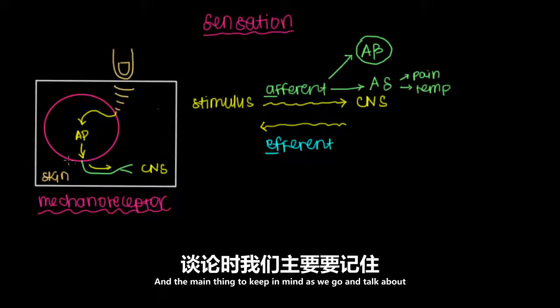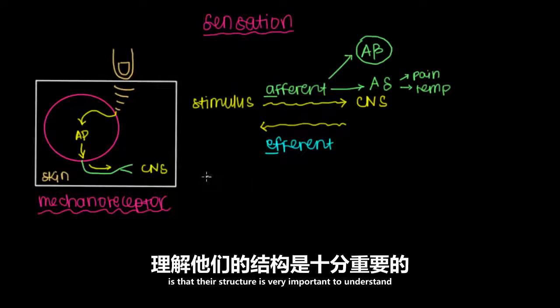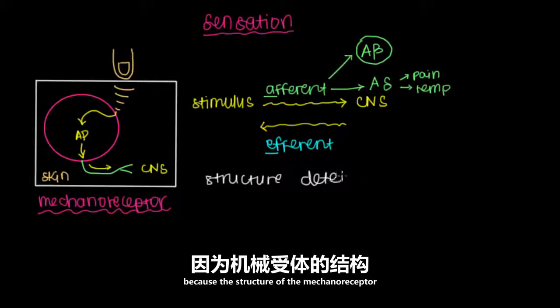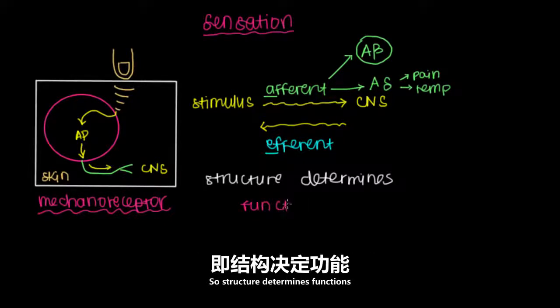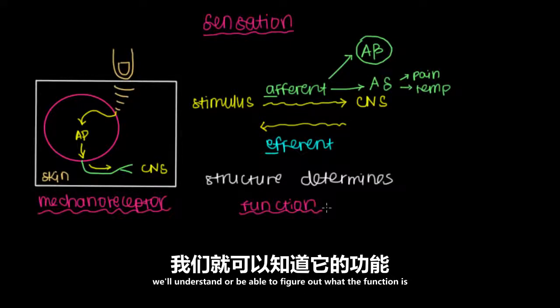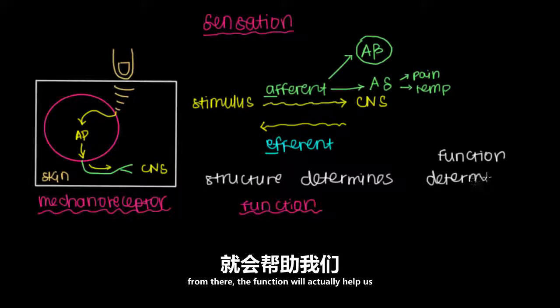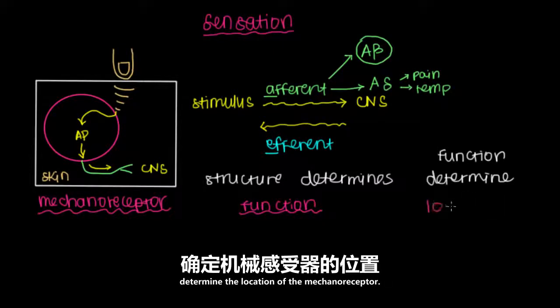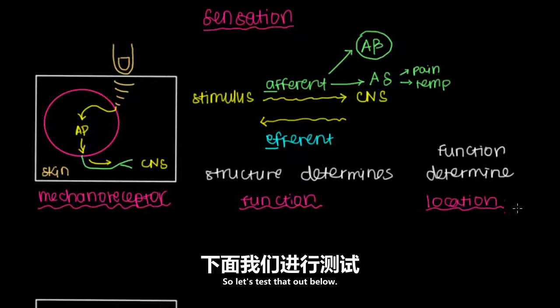And the main thing to keep in mind as we go and talk about the mechanism through which each of these mechanoreceptors work, or their structure, is that their structure is very important to understand, because the structure of the mechanoreceptor actually determines their function. So structure determines function. So if we understand the structure, we'll understand or be able to figure out what the function is. But furthermore, once we understand what the function of the mechanoreceptor is, from there, the function will actually help us determine the location of the mechanoreceptor. So the function will help us figure out the location. So let's test that out below.